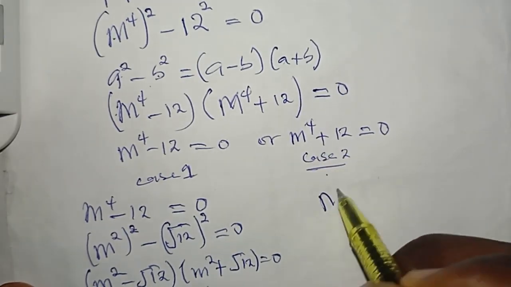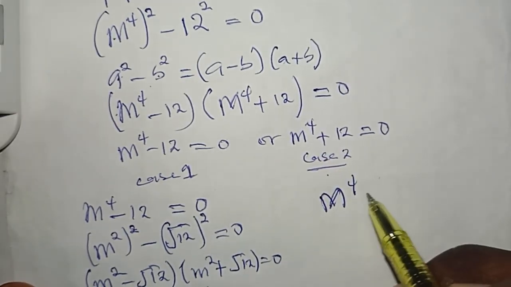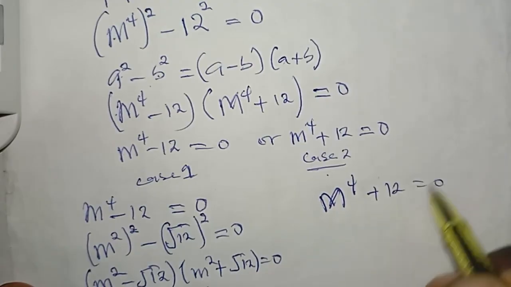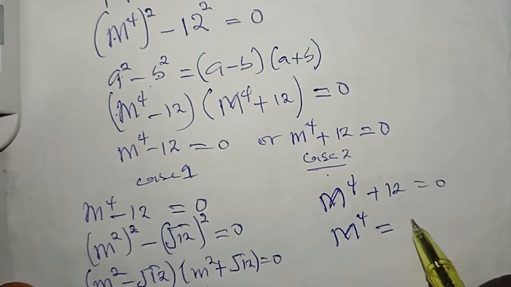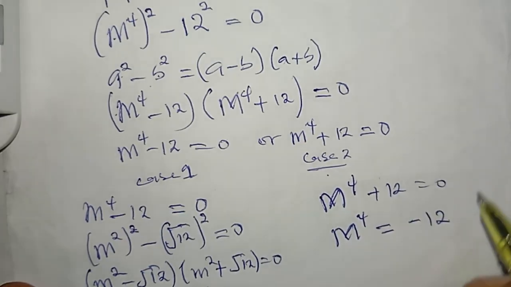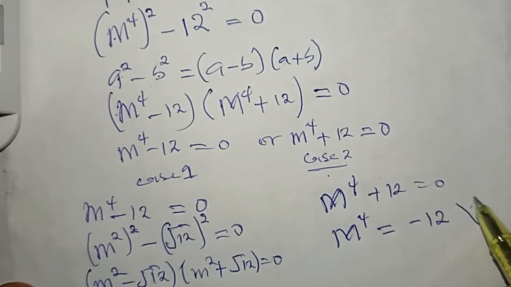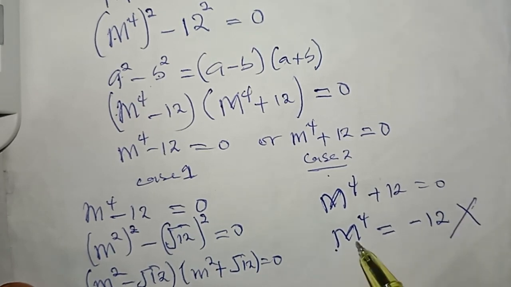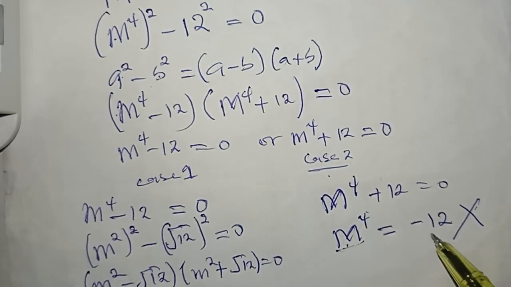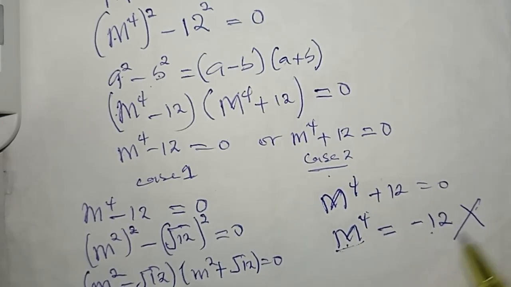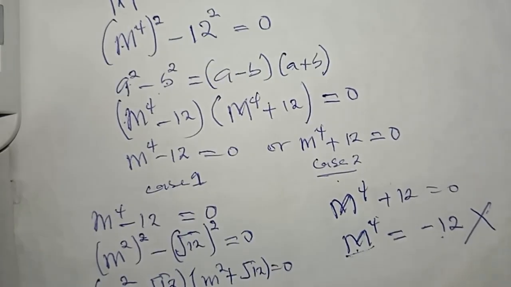On case 2, I have that m power 4 plus 12 is equal to 0, which implies that m power 4 is equal to minus 12. And you can see that there's no real solution to this, because there's no real value of m that when you raise it to power 4, it will give you minus 12. So I'm actually going to also reject this one.